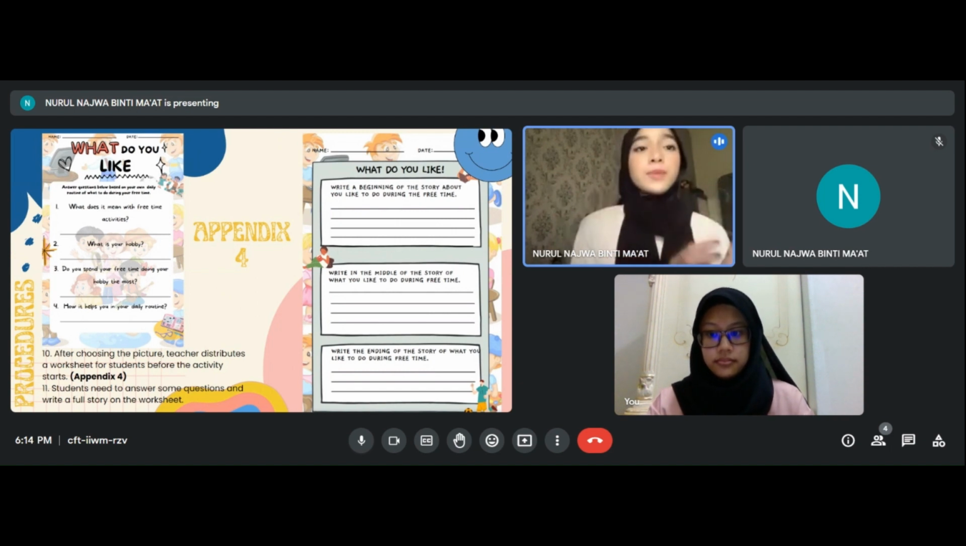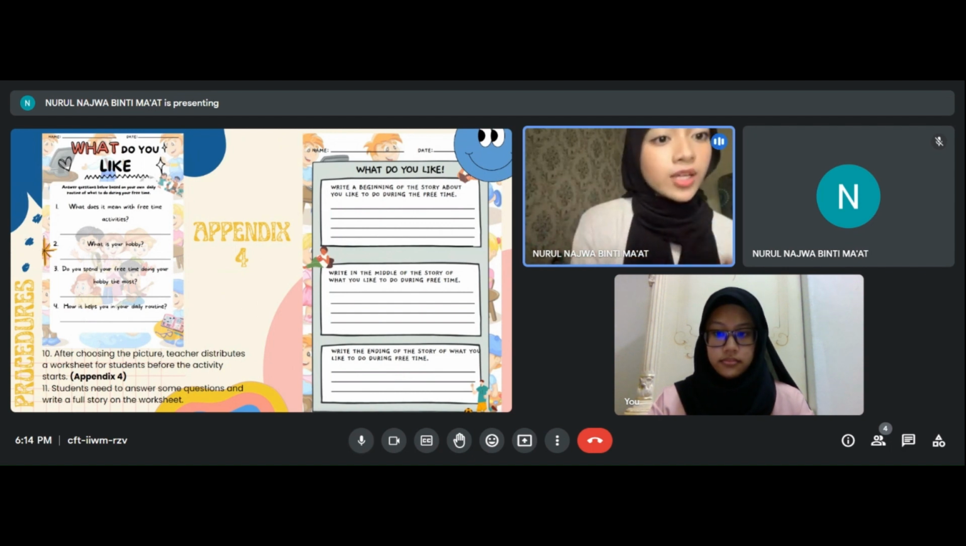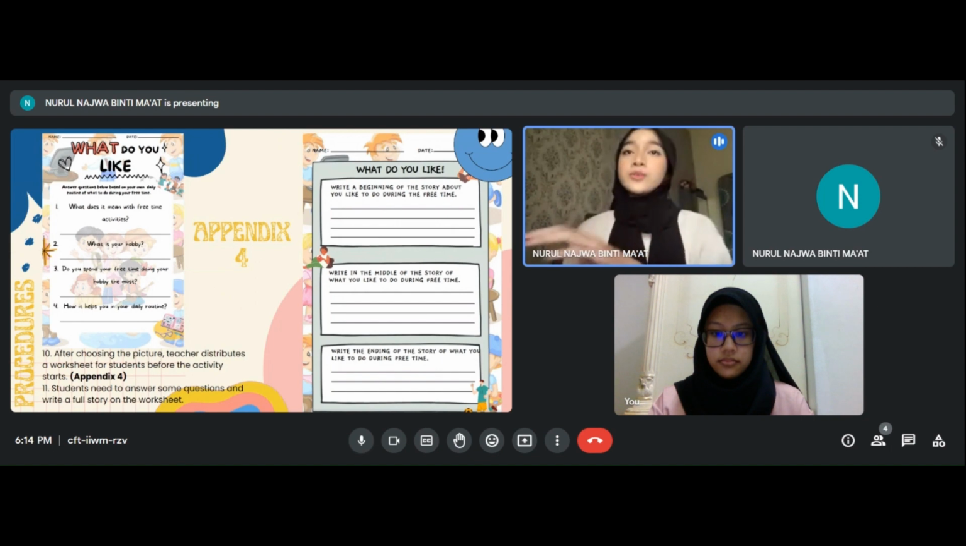So after they have picked the numbers, they get pictures of types of hobbies. For example, if they get a fishing picture, they need to write a story based on the picture of fishing. After that, students need to answer some questions and write a full story on the worksheet.